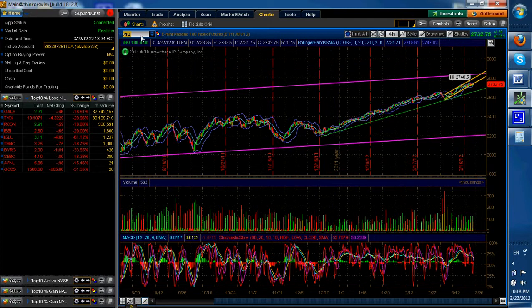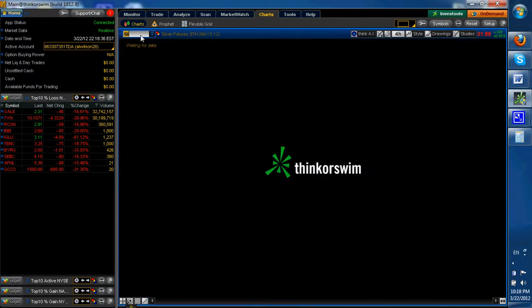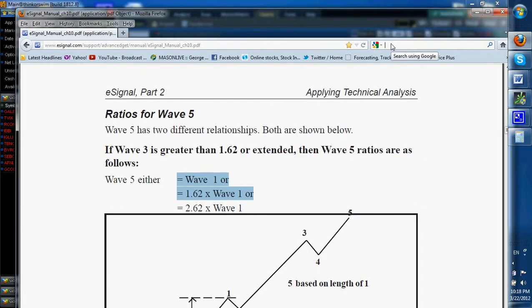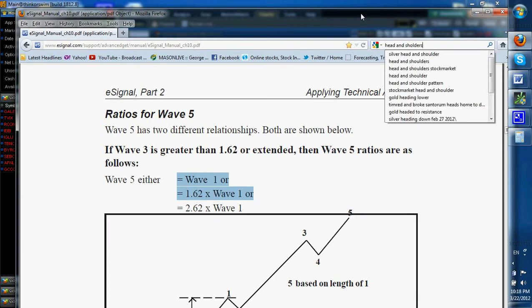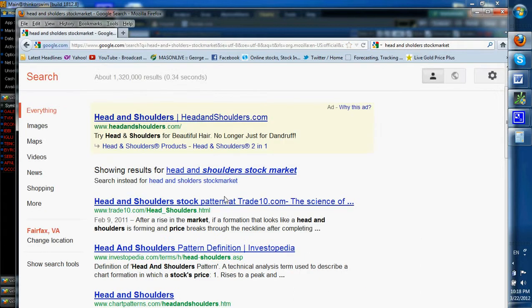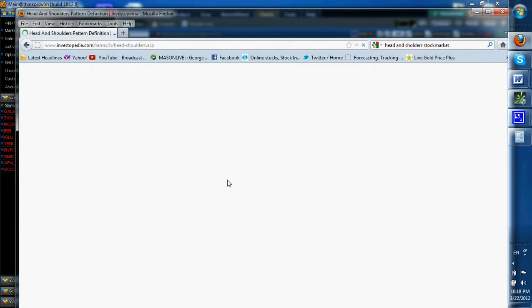So that's that for the Nasdaq. Now moving on to silver. As I stated in my last video, I think silver is doing a head and shoulders rotation. And so if we look at what a head and shoulder is, here we go, head and shoulders.